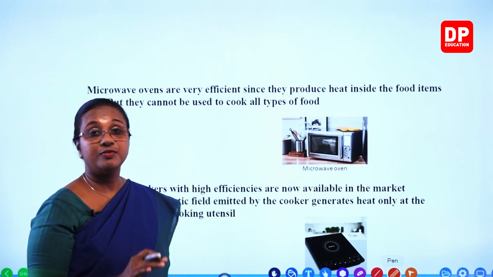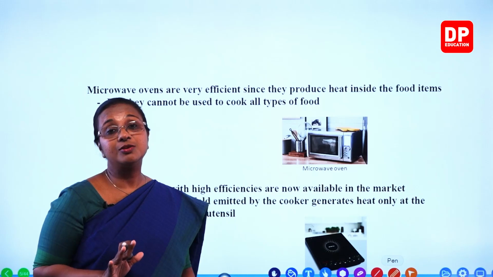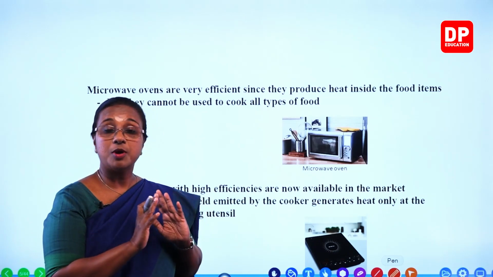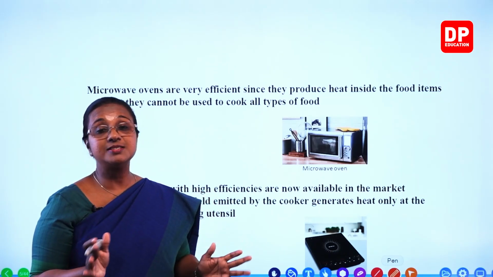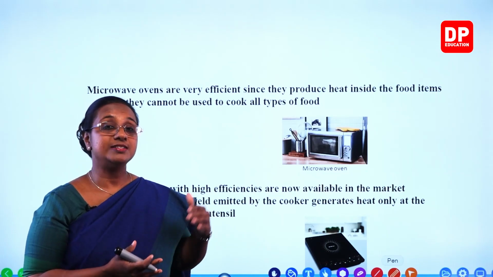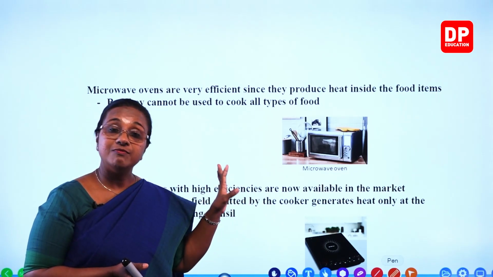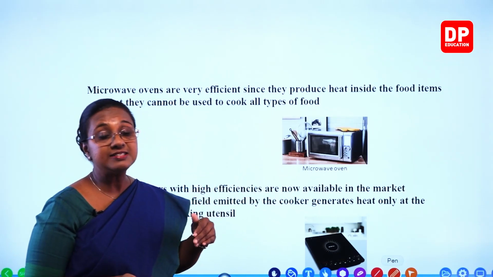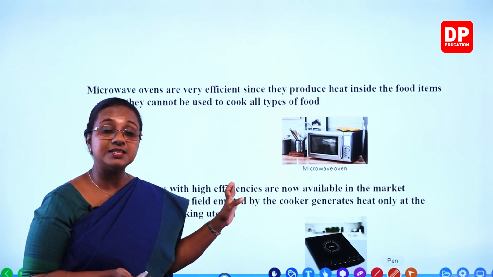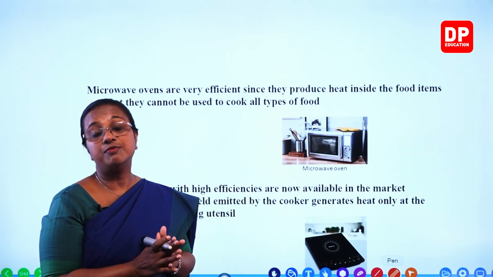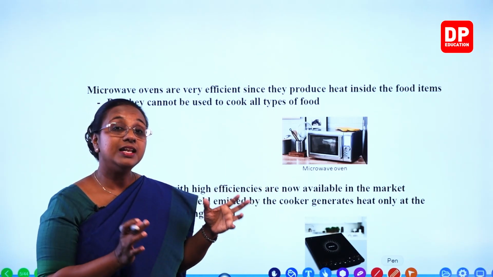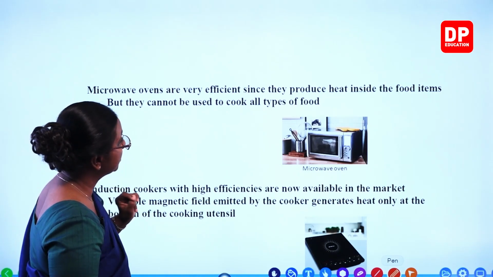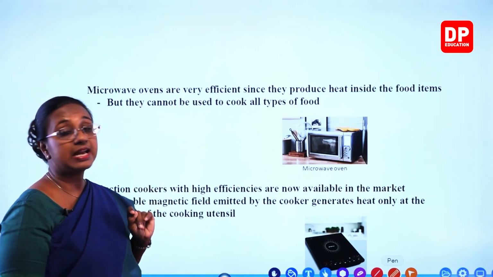So you all know when a microwave is functioning, you should not stand closer to the microwave. You should be away from it as much as possible. Although the modern ones have all the protective measures, it is still advisable to stay away from that. But when it comes to electricity efficiency, microwaves are efficient. At the same time, there is a limitation because you cannot cook all types of food using microwaves. So microwave ovens are very efficient since they produce heat inside the food items.